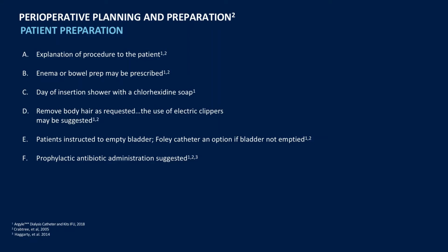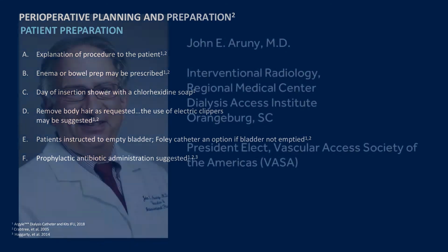As with any surgery, the last step is to ensure that the patient is prepared for the procedure. Patient preparation should include an explanation of the procedure to the patient, bowel prep, a shower with chlorhexidine the day of the procedure, body hair removal, bladder elimination, and prophylactic antibiotic administration. Once catheter planning and patient preparation have been completed, the catheter is ready to be placed.